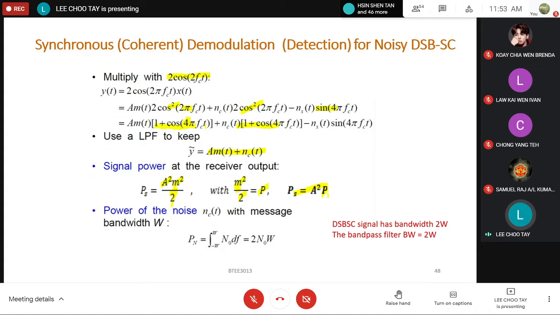The next thing we need to compute is the power of the noise. To compute the power of the noise, basically we need to perform integration. Again, we need to calculate the area under the curve, in this case from minus W to W, and then N naught. Why N naught? Because the double sideband suppressed carrier signal has a bandwidth 2W, the band pass filter also restricts our bandwidth to 2W. So the modulation process has increased our signal bandwidth from W to 2W. Therefore, our noise power now becomes N naught, or you can say N naught over 2 and then multiply by 2. That will give us a noise power of 2 N naught W, where W is the bandwidth of the signal.